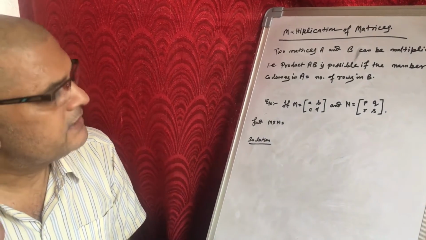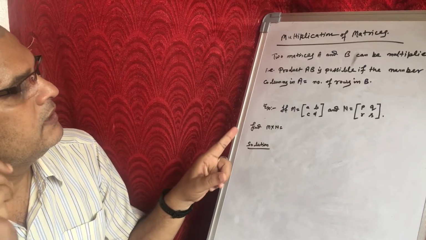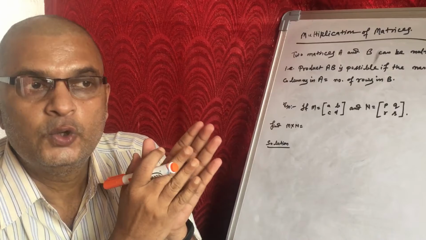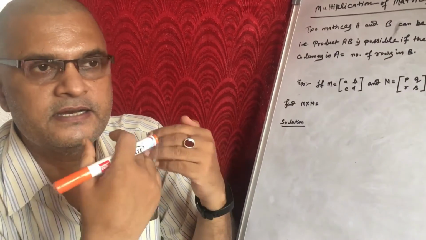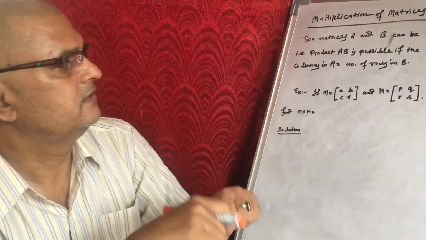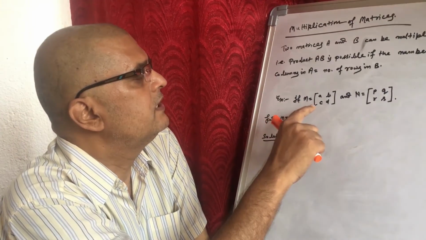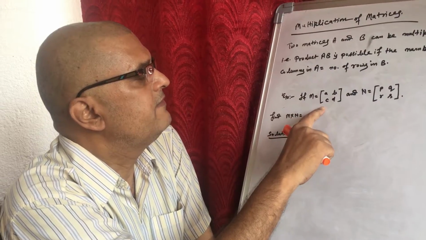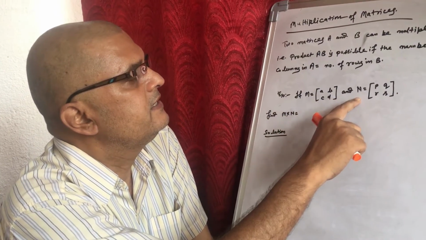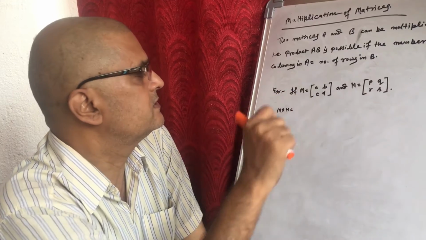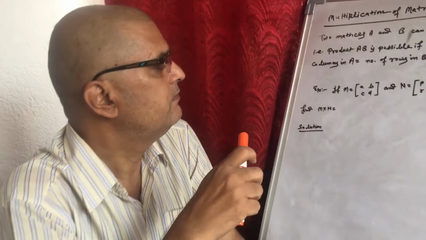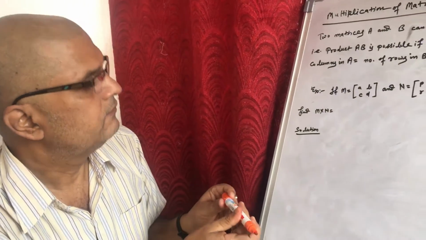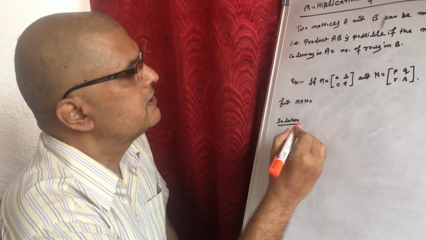Now I think that if I take one example and solve it, showing how to multiply, it will be better to understand the process of the multiplication. If M is a matrix having elements A, B, C, D, and N is a matrix having elements P, Q, R, S, how do we find the multiplication of M and N? Now this is the process.